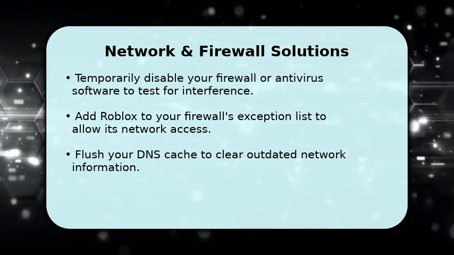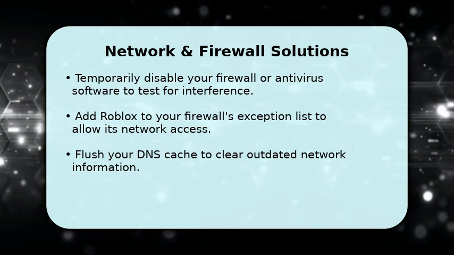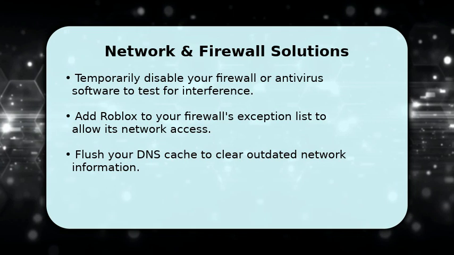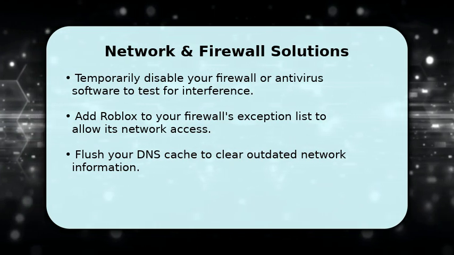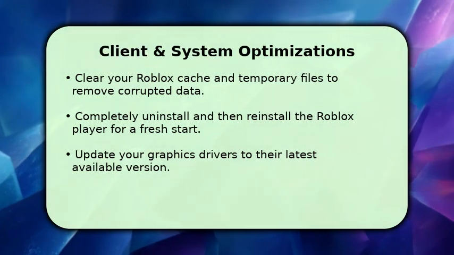For persistent regional issues, a virtual private network, or VPN, might offer a more stable connection by routing your traffic differently, potentially bypassing local network congestion. Next, we'll focus on your Roblox client and system.